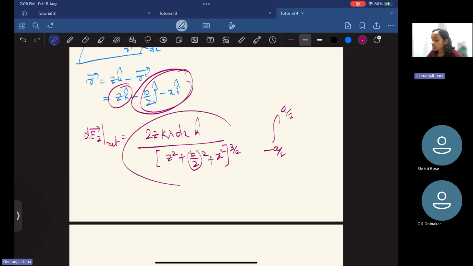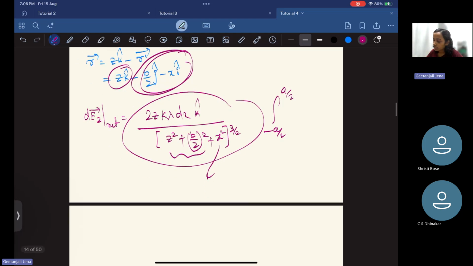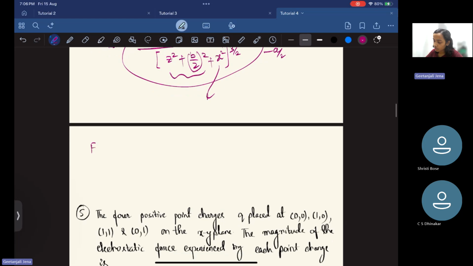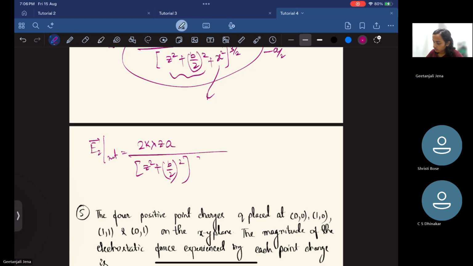Just follow the same process. Make the substitution of X in terms of Z square plus B square. And if you do it, you will get E2 will be 2k lambda Z A by Z square plus B by 2 square, plus B by 2 square.